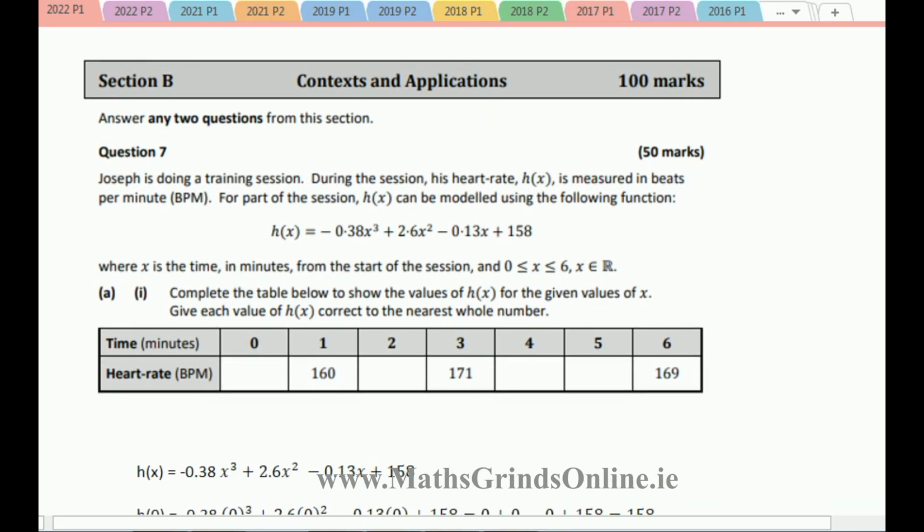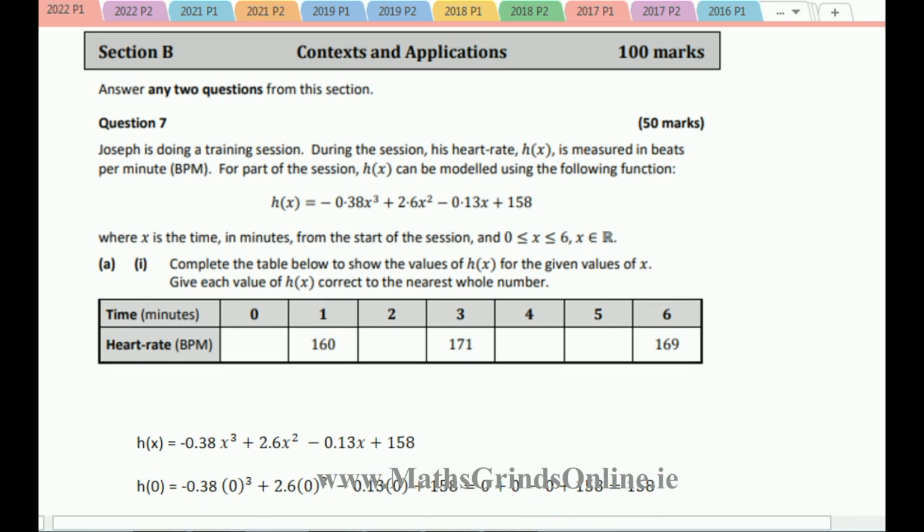Leaving Cert Ordinary Level 2021, Paper 1, and this is question 7. Now this is the start of section B, so these are the slightly longer questions. You can see this question is worth 50 marks.